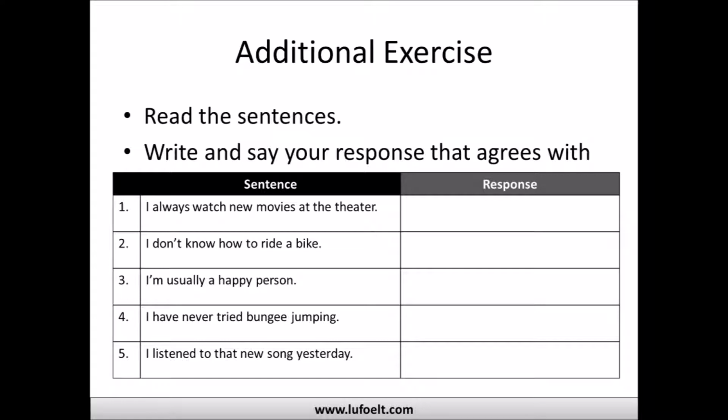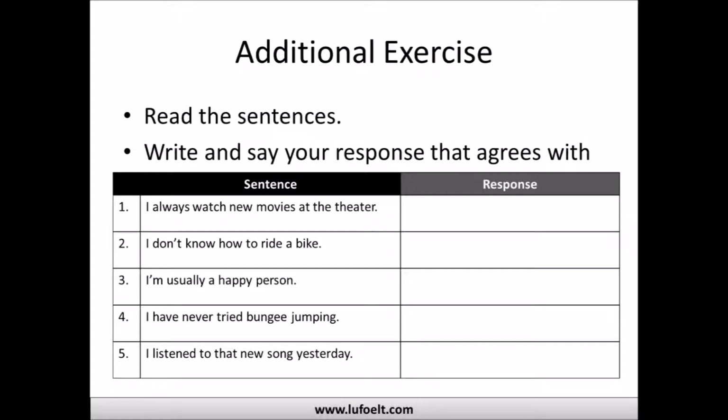Now, there's more than one correct answer possible for each one of these, because you could use so or to or neither or either for any of them. Okay, and also don't worry about whether your response is actually true. Just write a sentence to agree with these sentences here on the screen. Okay, so go ahead and pause the video and write your answers, and when you start the video again, I will show the answers. Okay, so pause the video.